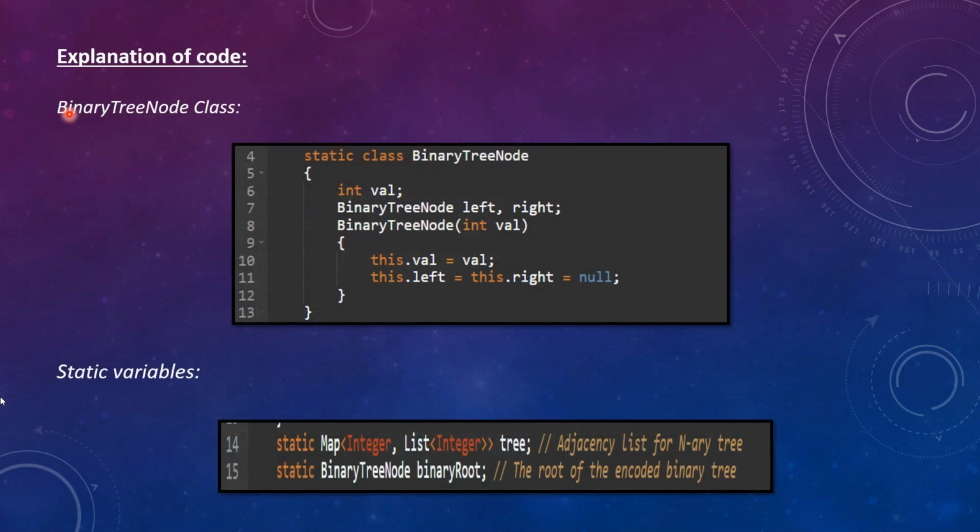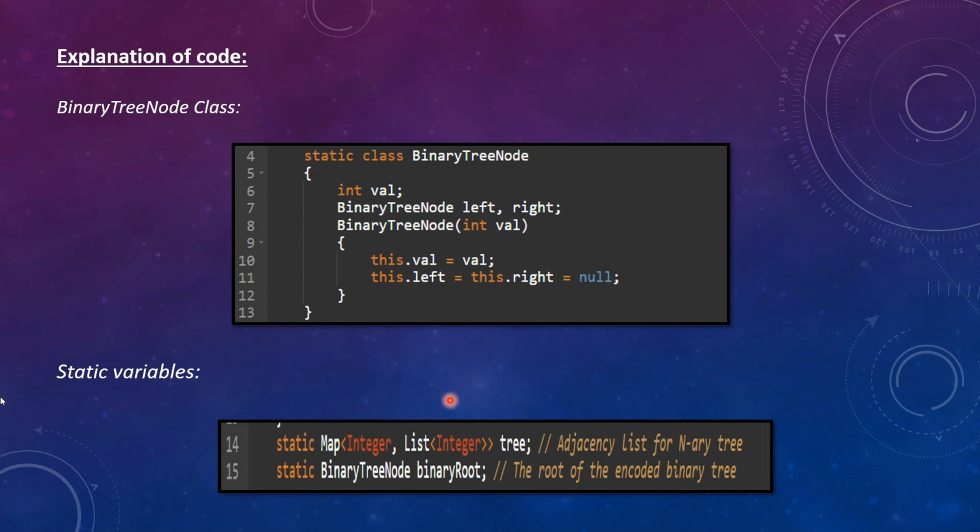Let's dive into the explanation of the code. So here, the class defines the structure of the binary tree node. Int val stores the value of the node. The binary node left points to the left child in the binary tree, which corresponds to the first child in the N-ary tree. The binary tree node right points to the right sibling in the binary tree, which corresponds to the next sibling in the N-ary tree.